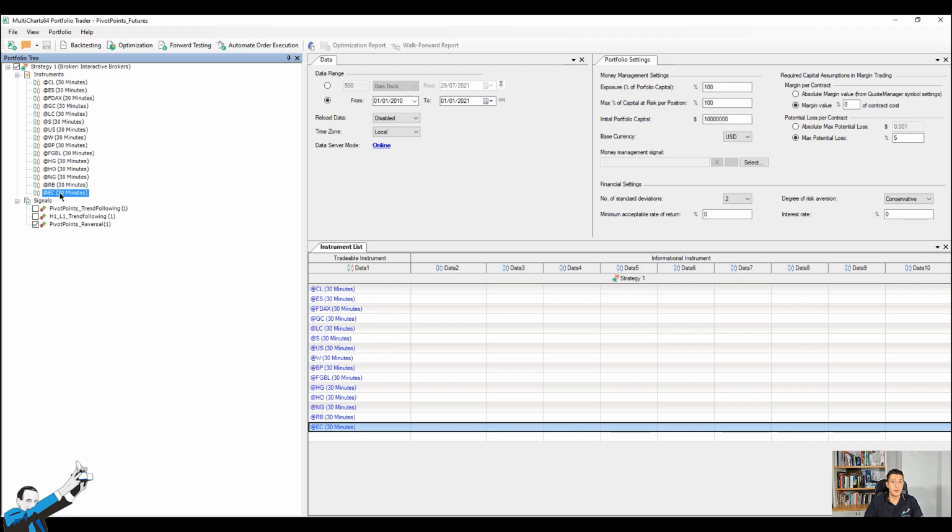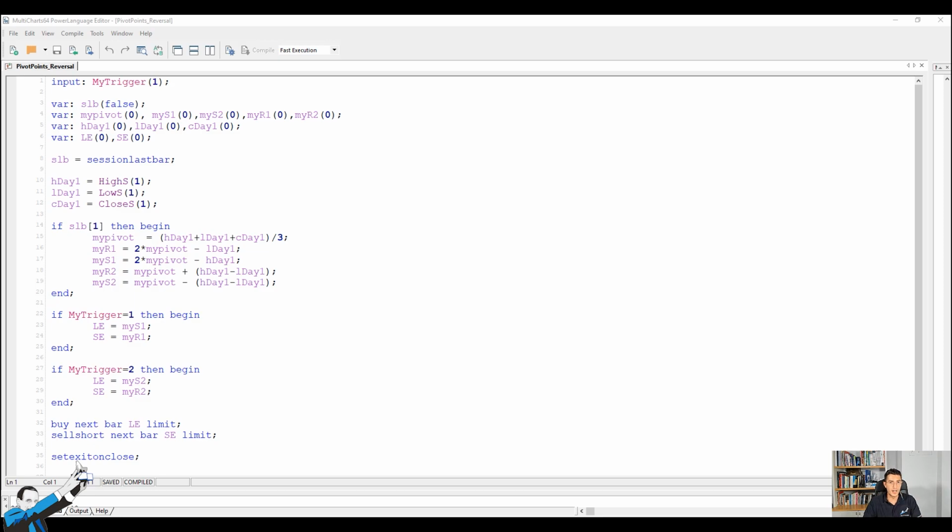We'll start with the more classic idea of the pivot points, the reversal on the support and the resistance, and we will close the position at the end of the day. As we can see, I've already created these strategies.